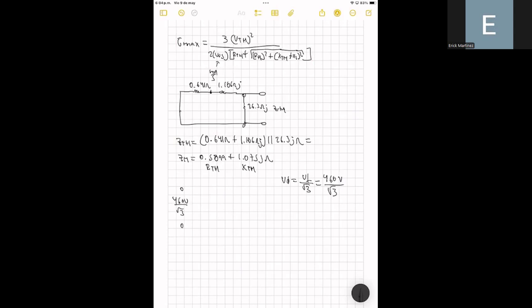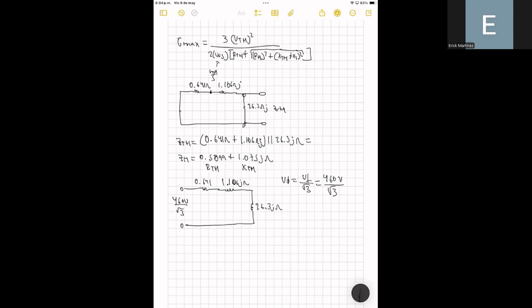And then we have this resistor, that is 0.641 ohms. Also, we have the impedance, that is 1.106 J ohms. And we also have the magnetizing impedance of the motor, that is 26.3 J ohms, okay?